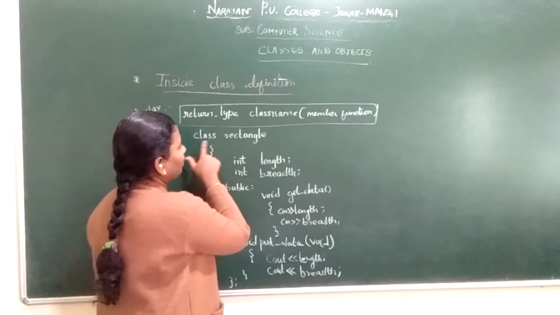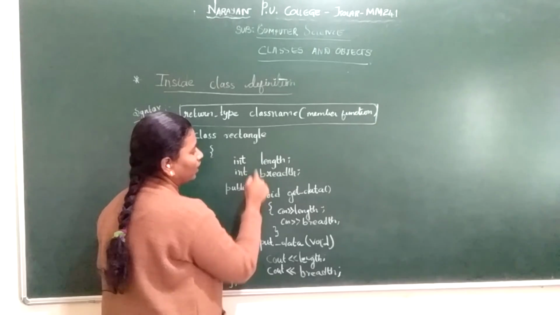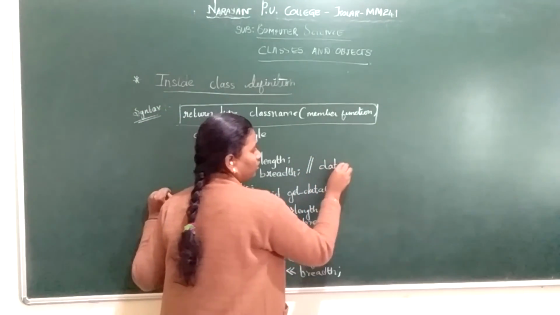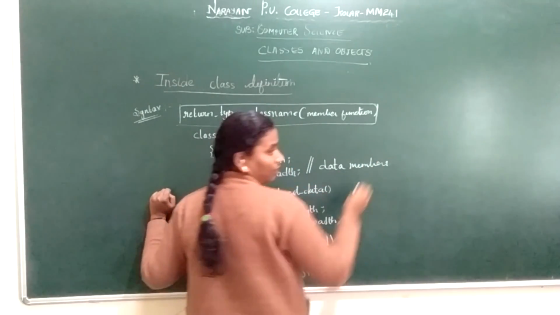So here we have class rectangle. Now this is nothing but your data members. These are called your data members. I told you data members usually will be data variables.